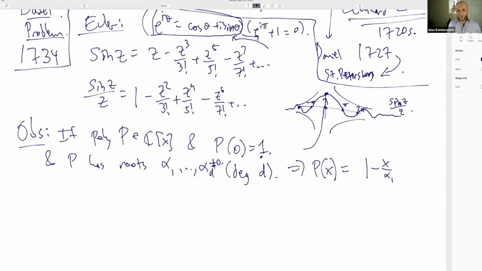And the nice thing about being 1 at 0 is that that's something that's sustained under multiplication. If a single value is 0, then the product is 0, and if all the values are 1, then the product is 1. And so this is the neat observation that Euler has.